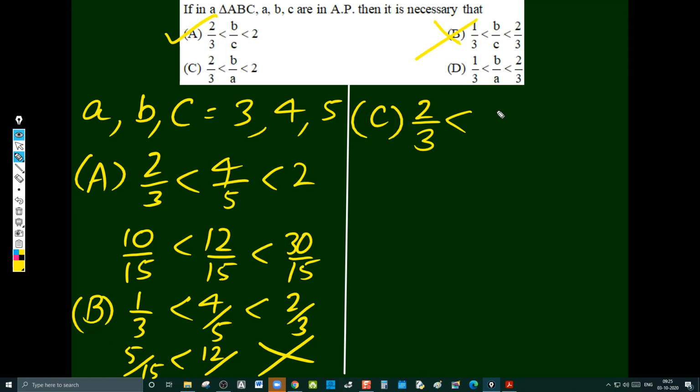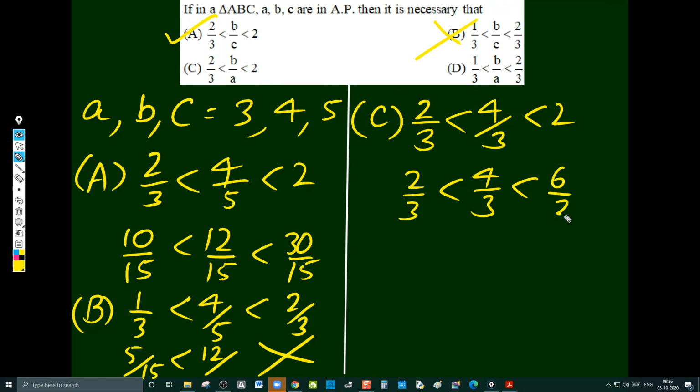B by A is 4 by 3, less than 2, is it correct or not? 3 is the LCM, that is 2 by 3 less than 4 by 3 less than 6 by 3. That is also correct. C also correct, and obviously B by A less than 2 by 3 is wrong. So only two options, A and C. Correct? Let me move on to the next question.